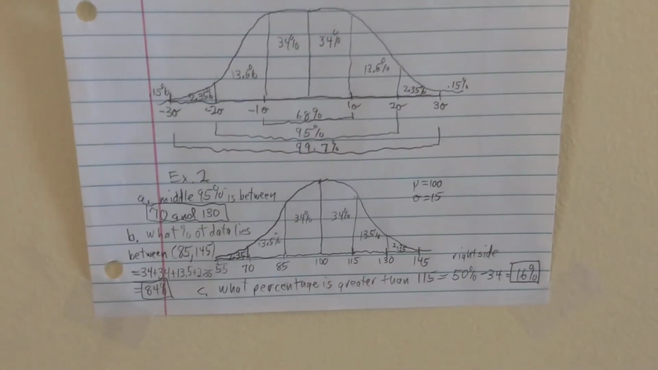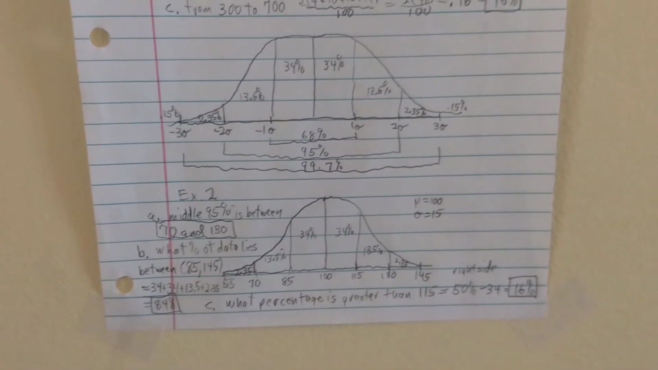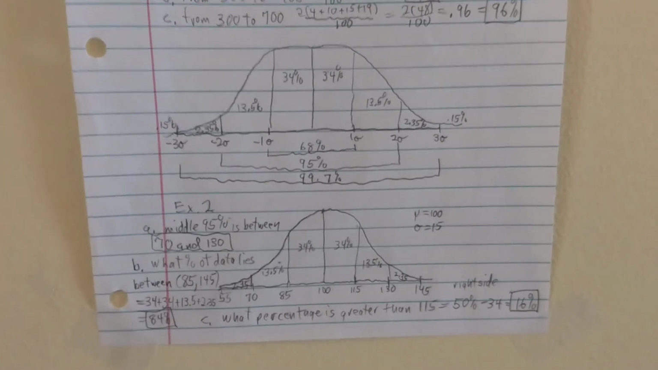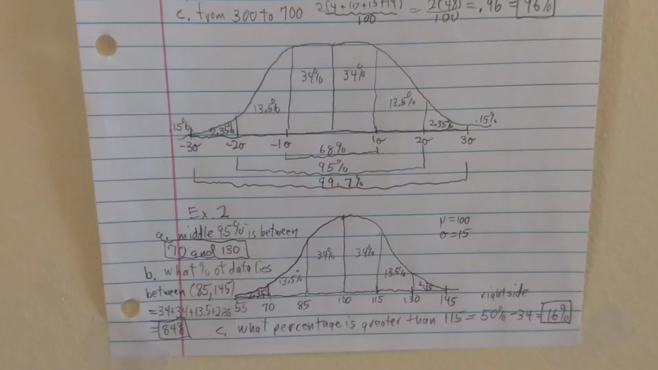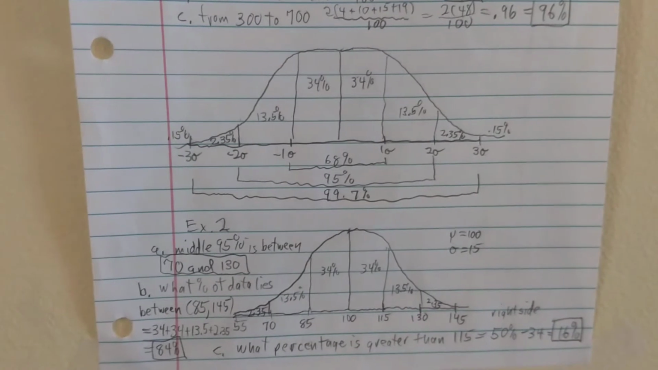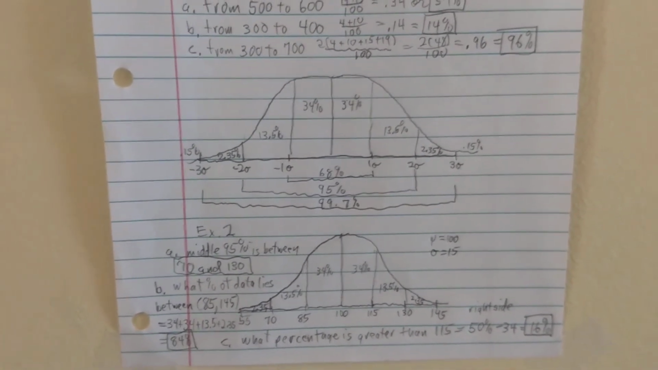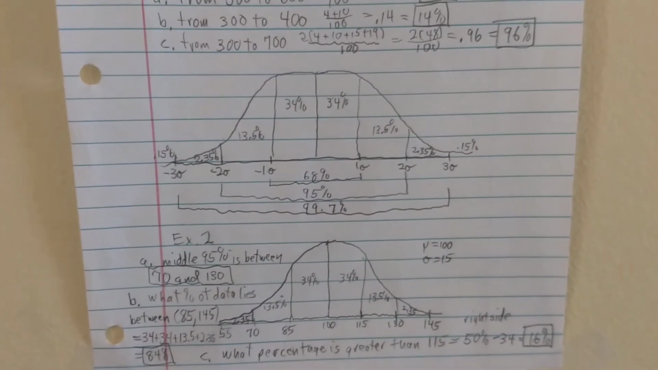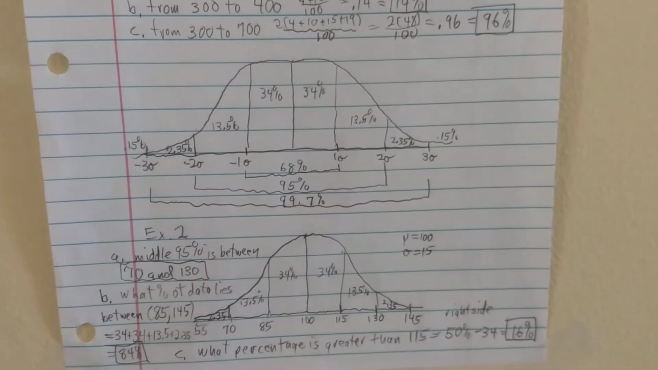Okay, now in example 2, we want to say that the middle 95% is between 2 standard deviations to the left of, notice, the mean is 100, the middle is 100, the spacing for the marks is 15, so 100 minus 2 15s is 70, and 100 plus 2 15s is 130. So the middle 95% is from 70 to 130.